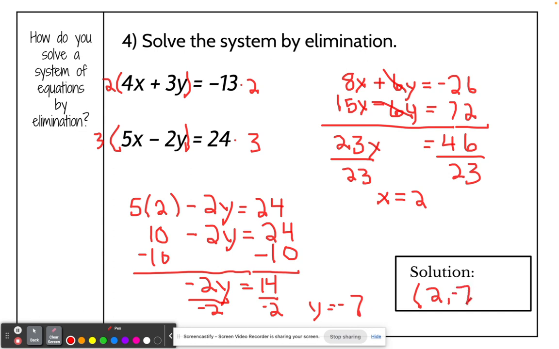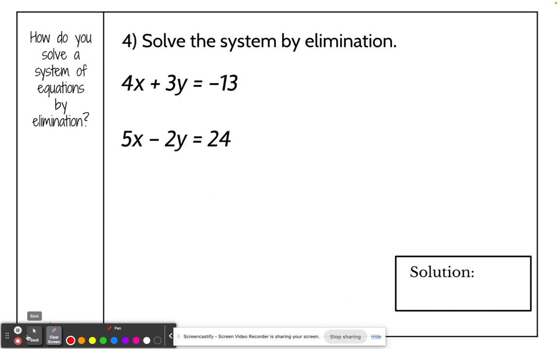So let's just do a quick check to make sure that 2, negative 7 works. We know it works for this equation because I just solved it to get that. So let's go back up here. 4 times 2 is 8. 3 times negative 7 is negative 21. Is 8 minus 21 equal to negative 13? And it is. So that is a solution to this equation, and we know it's also a solution to this equation. So that's the solution to my system.